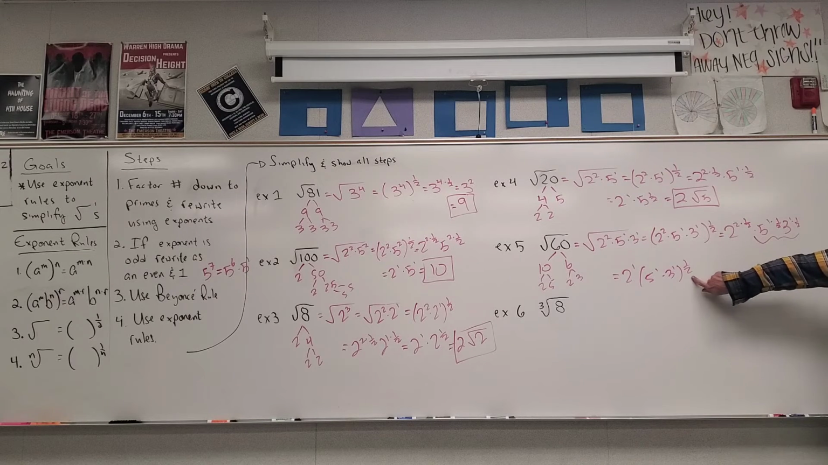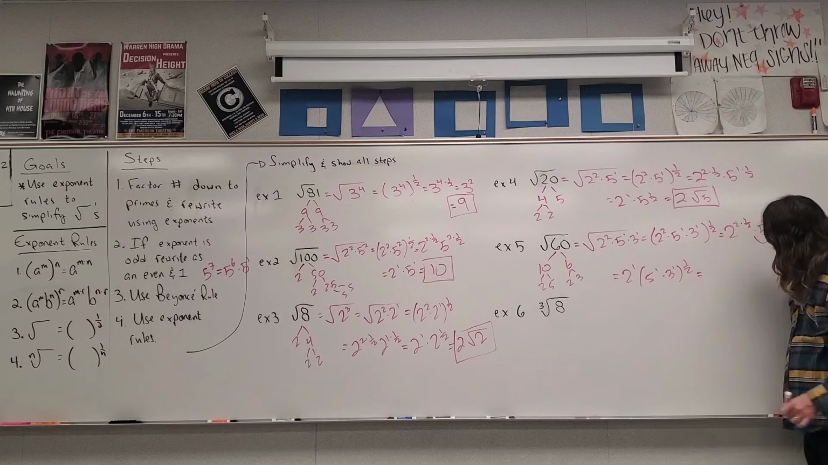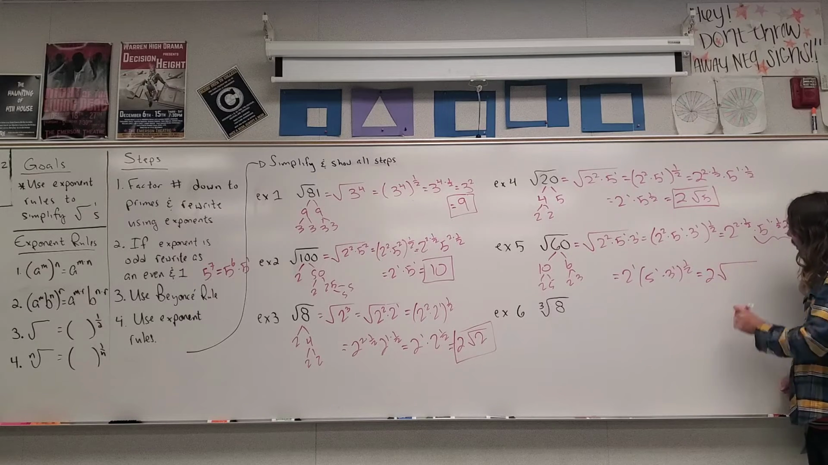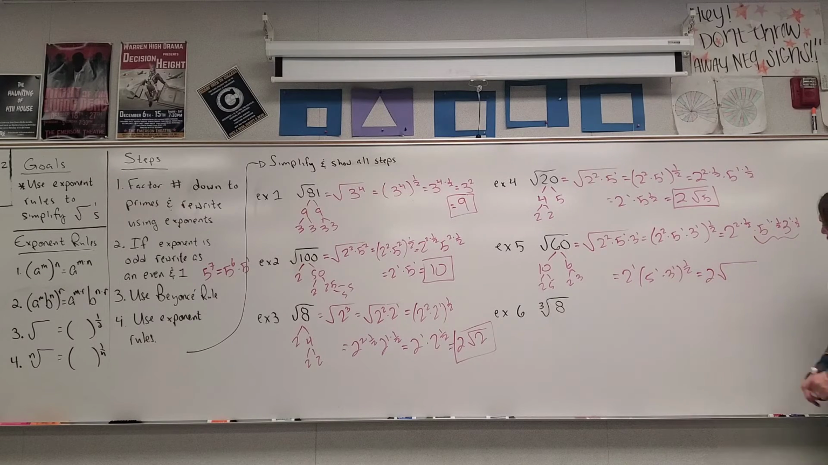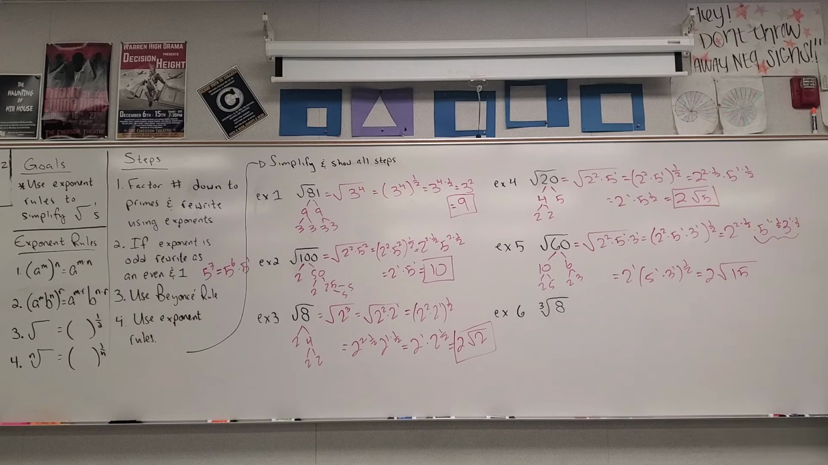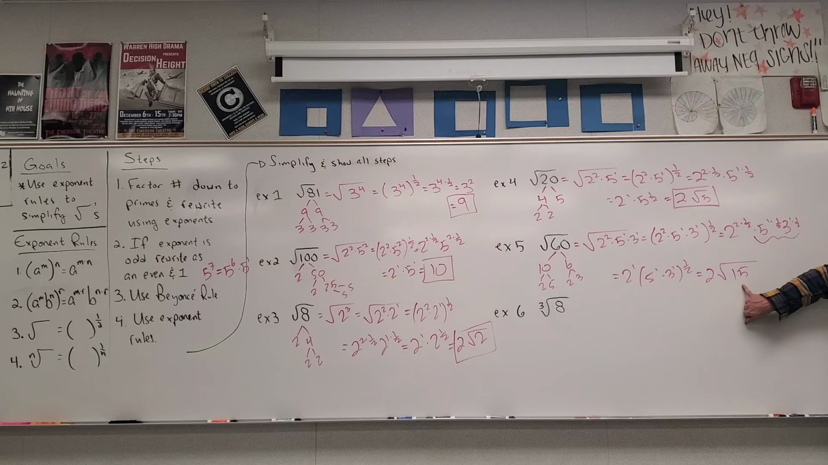Again, when you get to the end of the problem and you have a 1/2 exponent, you're going to put that back in the radical. So our final answer here is going to be 2 radical, 5 times 3 is going to get us to 15. So in this problem, we have multiple numbers that go back in the radical.